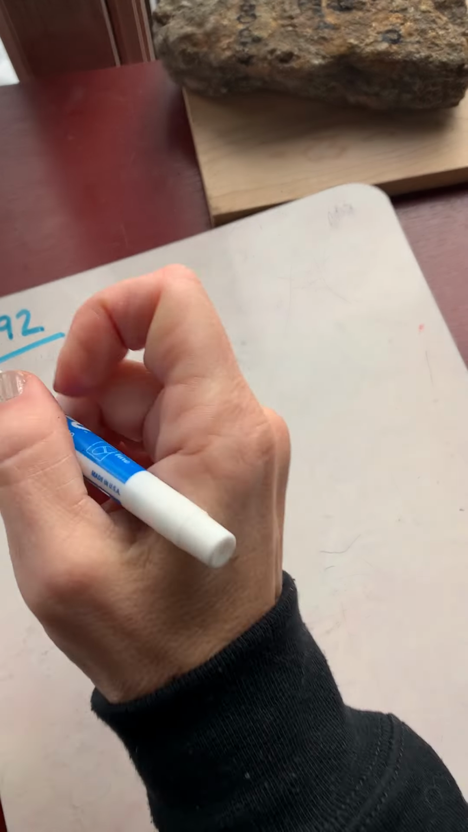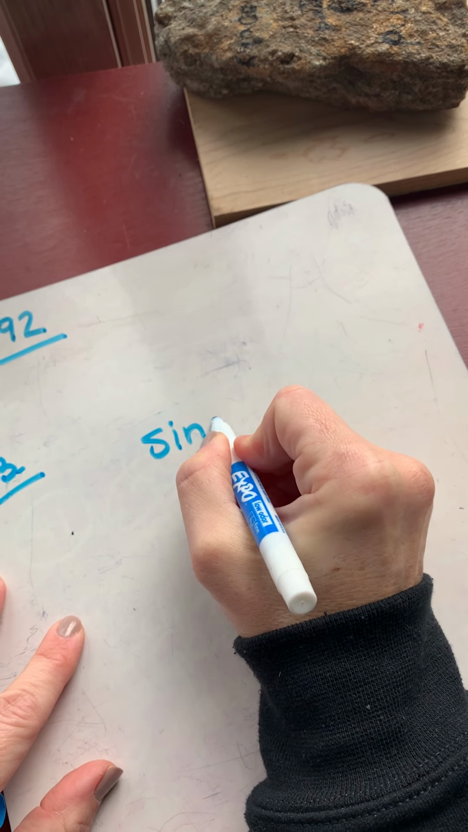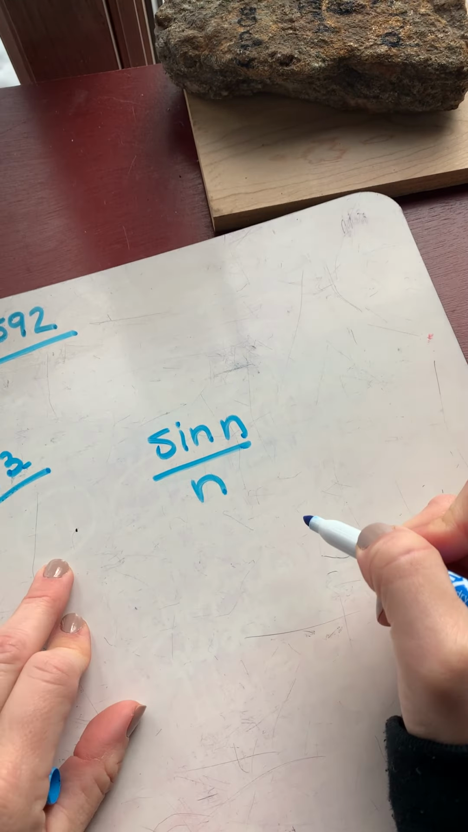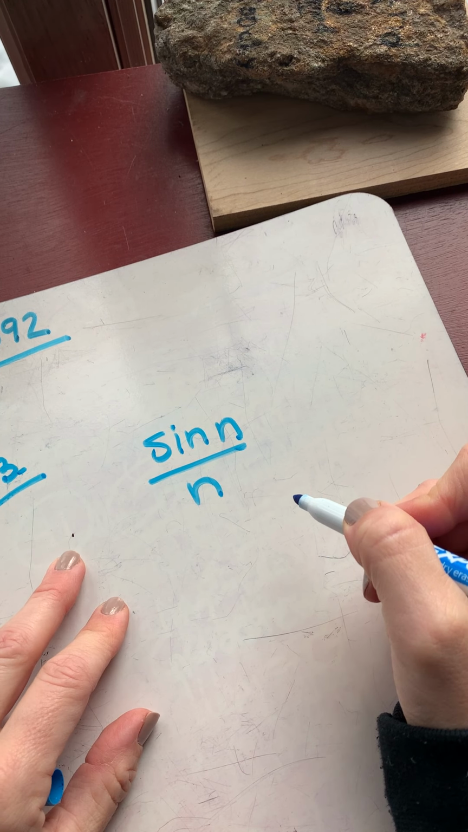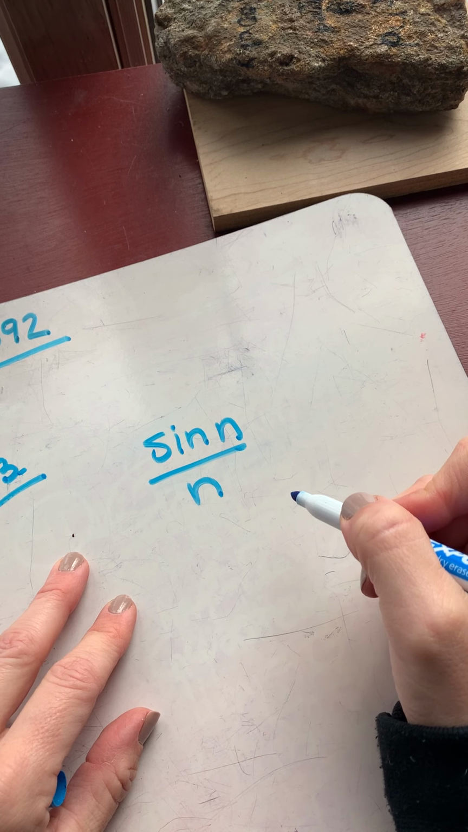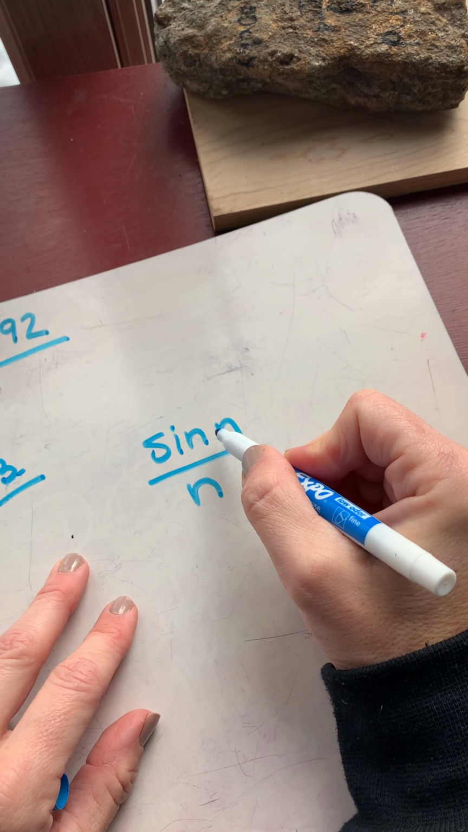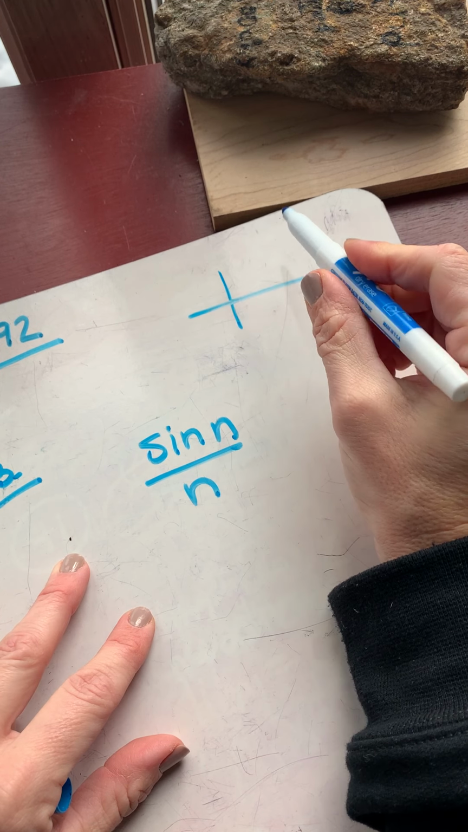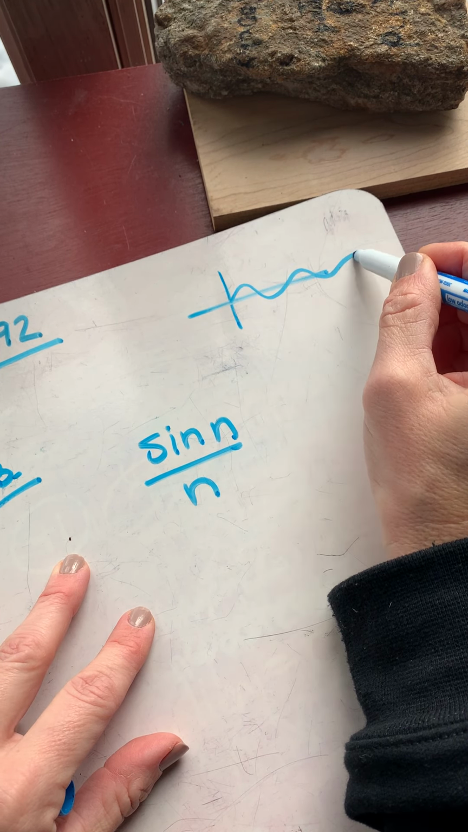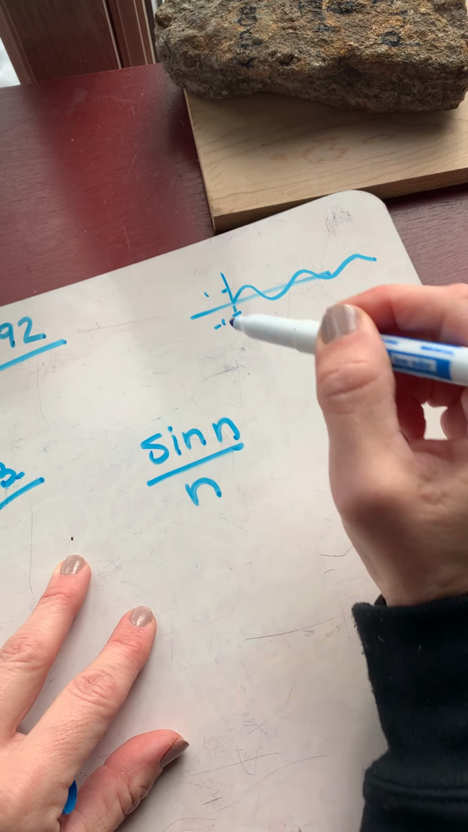All right, 43. We've got the sine of n over n. Which is growing faster, the top or the bottom? Well, the bottom, right? Because sine is never going to get bigger than 1 or less than -1. Think about what sine is. It just goes back and forth between them. So we get values between 1 and -1.